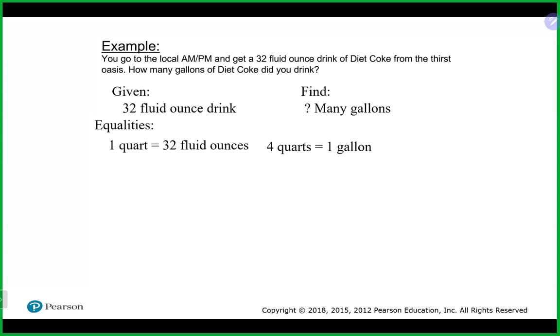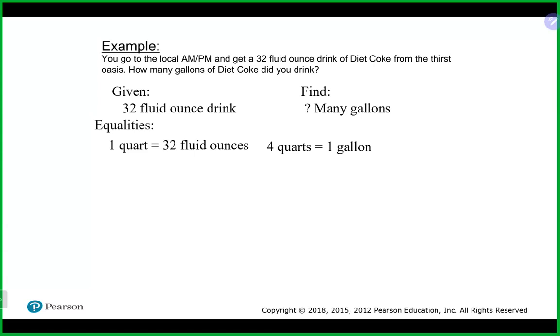All right, let's take a look. So we're going to the Thirst Oasis there, 32 fluid ounces of Diet Coke, crushed ice or cubed ice, but I think everybody knows it's crushed ice, right? And we're going to see how many gallons that is. So as we talked about, there are multiple ways you could get to the answer depending on the conversion factors that you choose. So you just want to think about a logical, legitimate pathway, no conversions you made up, to get you there.